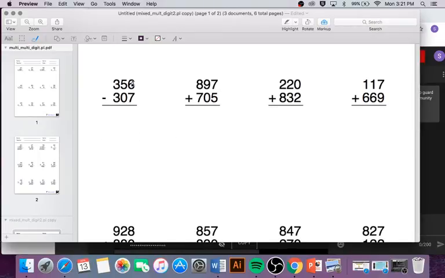Our next problem, we have 6 minus 7. We can't subtract 7 from 6, so we go next door. We're going to cross off our 5 and make it a 4. We're going to come back over here, cross off our 6, and we're going to add a 1 to it. So our 6 is going to become 16. Now we have 16 minus 7, which is 9.